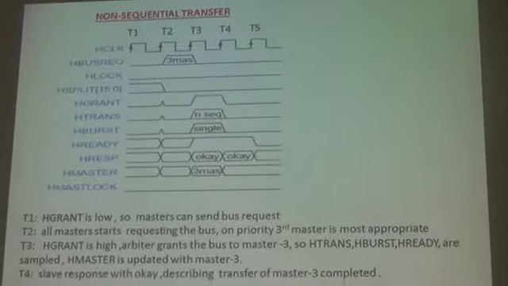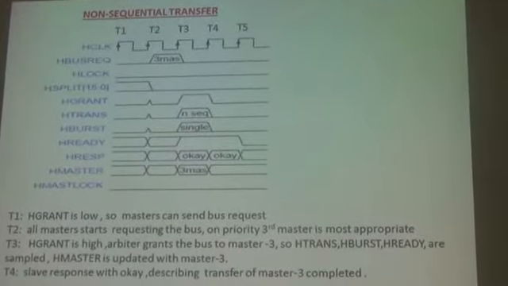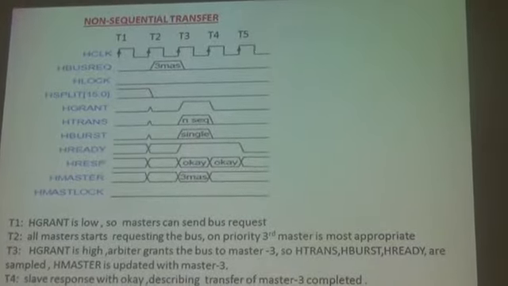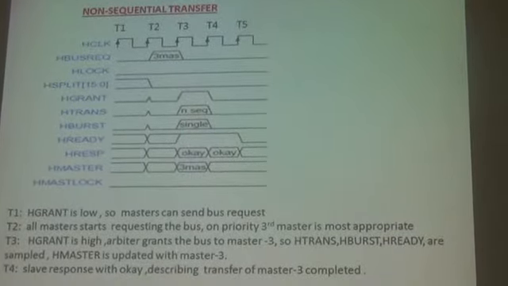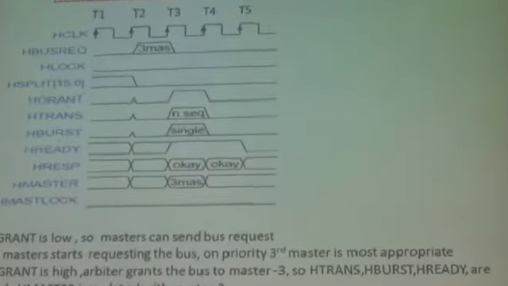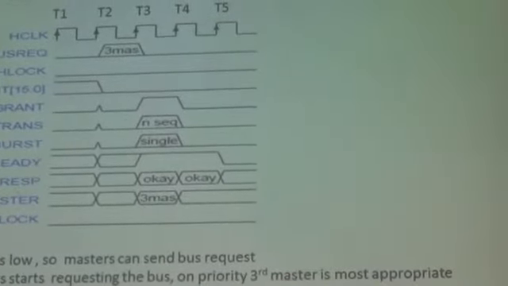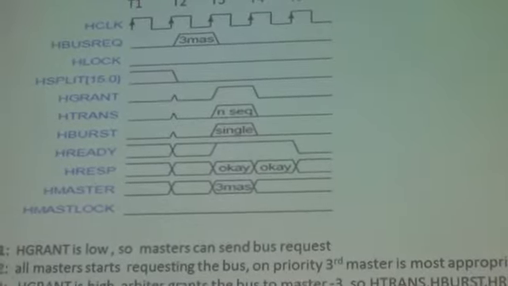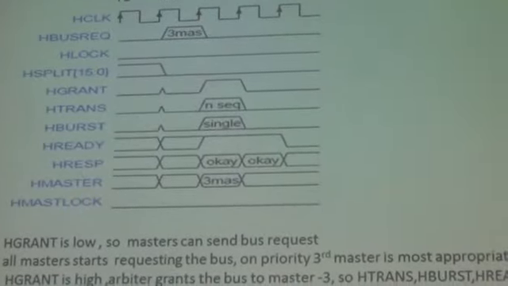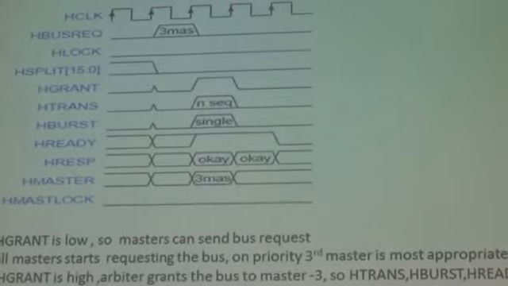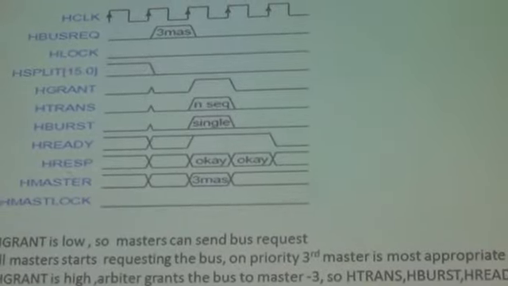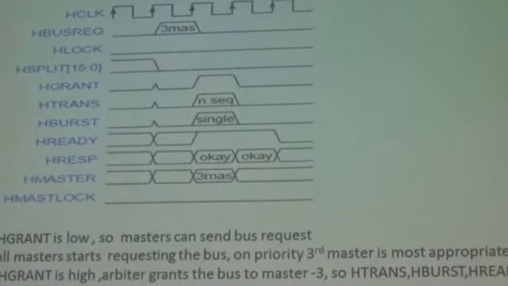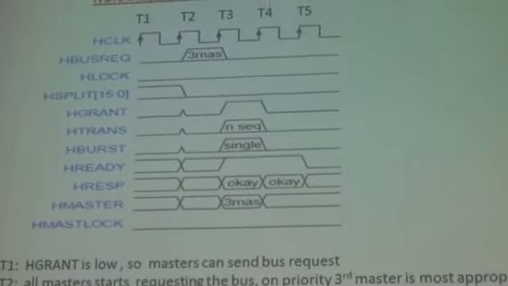The first thing we are going to discuss are non-sequential transfers and how the arbiter behaves for a non-sequential transfer. Initially, before learning this transfer, we will go over the signals: what they are, what their characteristics are, and what effect they have on the bus. We will come to know these signals.